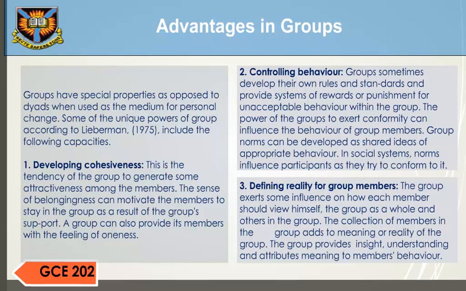3. Defining reality for group members. The group exerts some influence on how each member should view himself, the group as a whole, and others in the group. The collection of members in the group adds to meaning or reality of the group. The group provides insight, understanding, and attributes meaning to members' behavior.